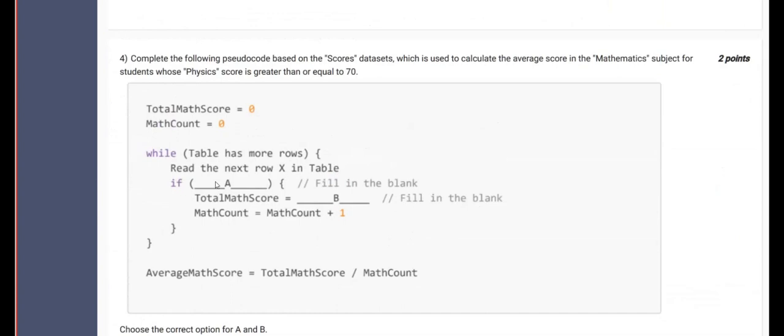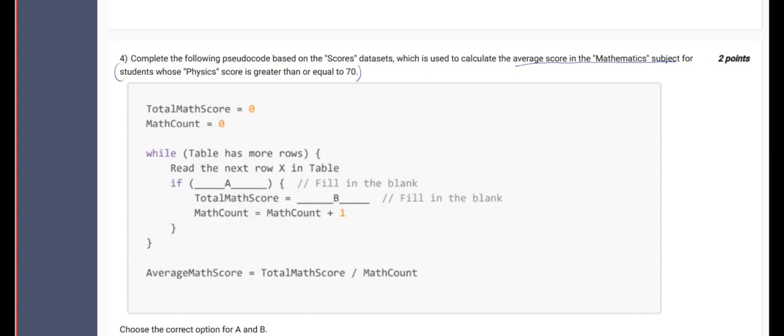Complete the following pseudocode based on scores dataset, which is to calculate average score in mathematics. For students, this is to calculate the average score in mathematics subject only for those students whose physics marks is greater than or equal to 70. So we need to only calculate the average score in mathematics of those whose physics score is minimum 70.